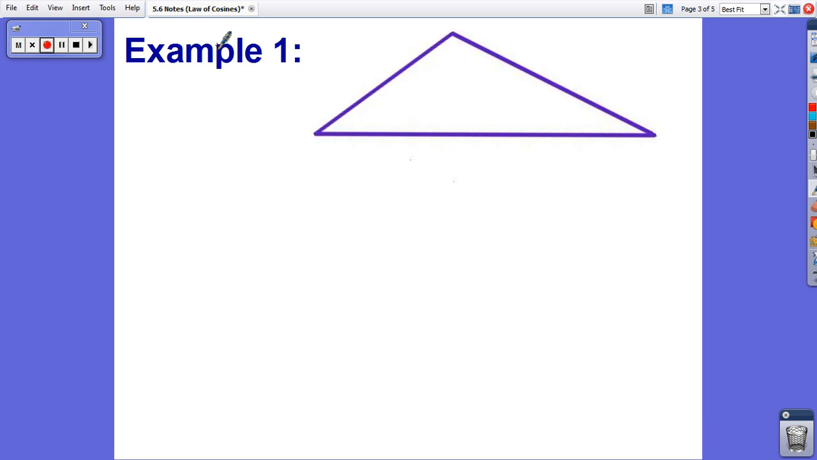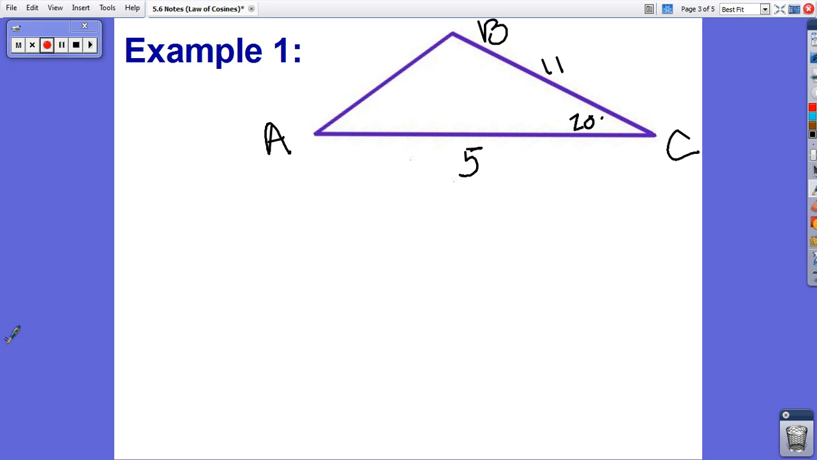Here's your first example. So we're going to label this A, B, and C again. Angle C is going to be 20 degrees. Side B is 5, and side A is 11. So your first job is to always think, can I use the law of sines? Because if you can use law of sines, you should. It's a whole lot easier, it's a whole lot faster, and you'll get to your answer in less time.